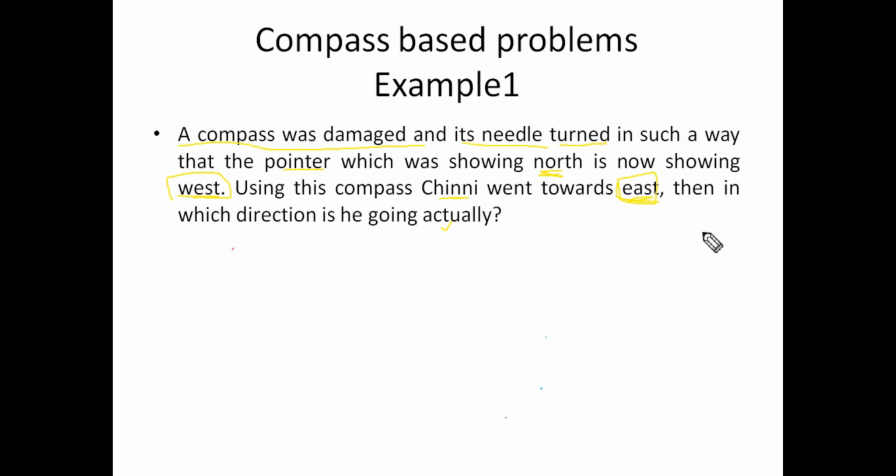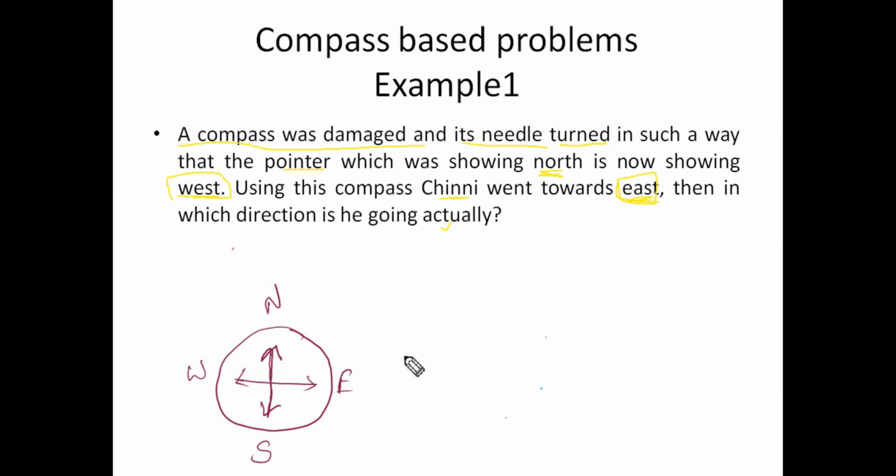Now let's see. This is the compass. There is actually only one pointer that is always showing north, but here I am taking 4 pointers for our comfort. So originally this is north, originally this is south, this is east, and this is west.